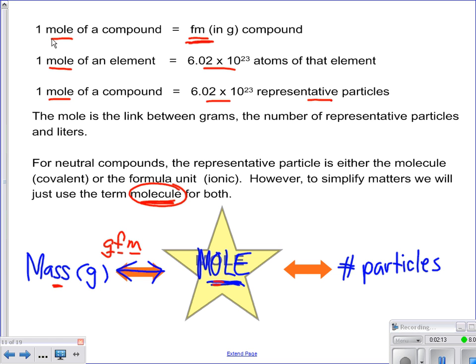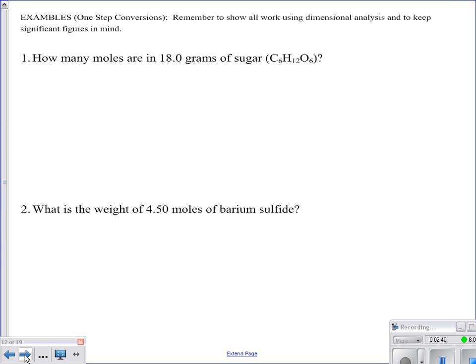You can also go back and forth between moles and number of particles, and that is by using 6.02 times 10 to the 23rd, also known as Avogadro's number. He was that cute guy that we saw earlier in our slide. Okay, so that's what we're going to be looking at, and I'll refer to this map occasionally here and there. So everybody has their calculators out, and we are ready to start.